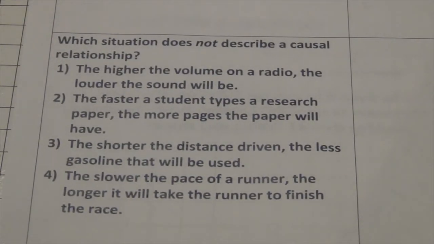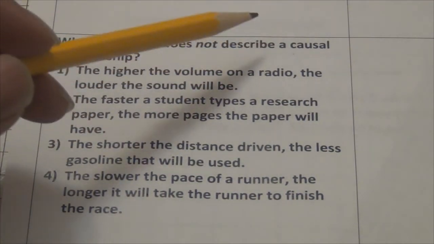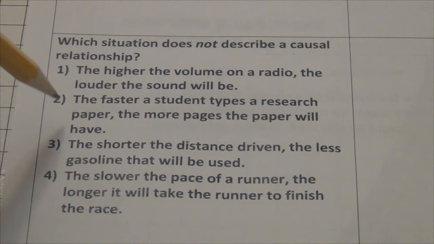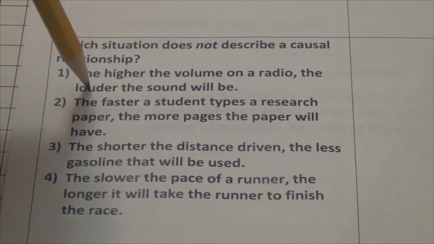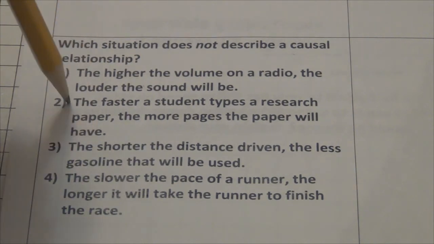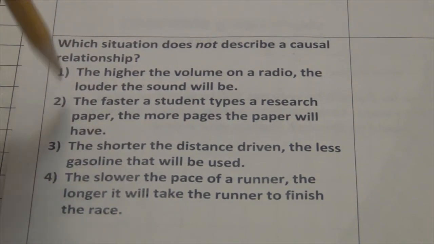All right. Which situation does not describe a causal relationship? Not casual, causal. Meaning what? Causal means that one thing causes the other to happen. Like for example, if I slap you, it's gonna hurt. See that? So it hurts because I slap you.